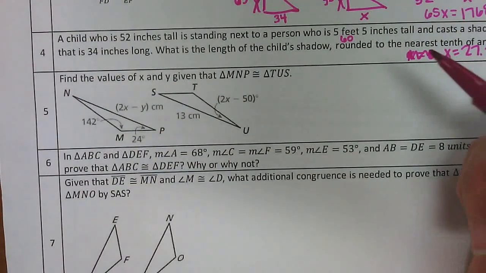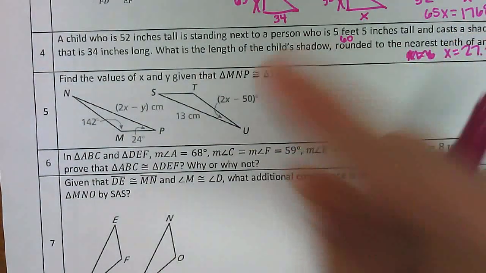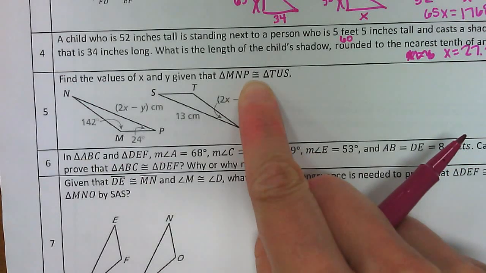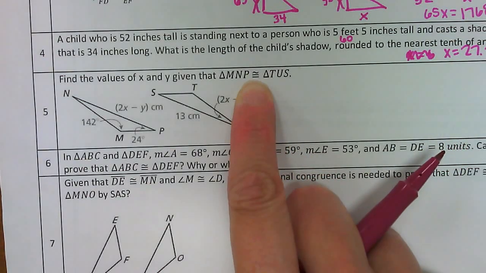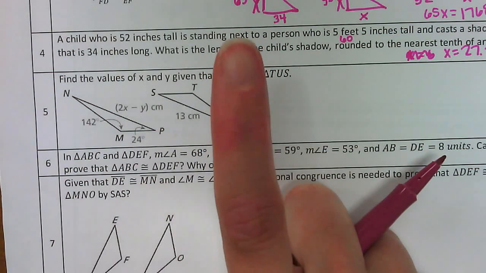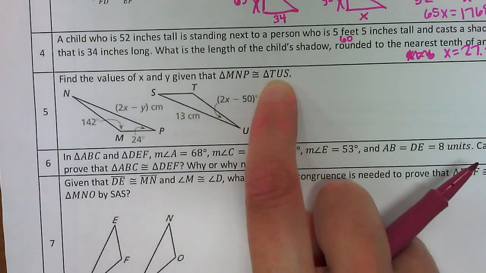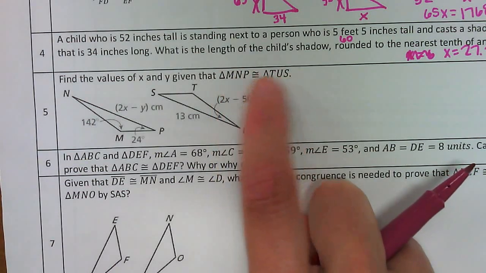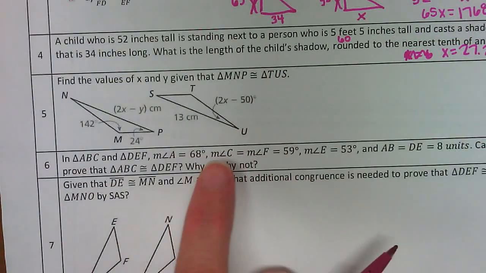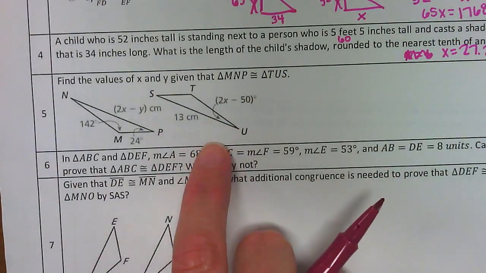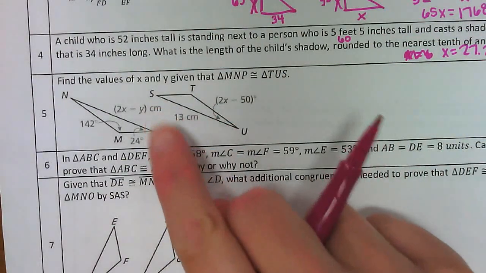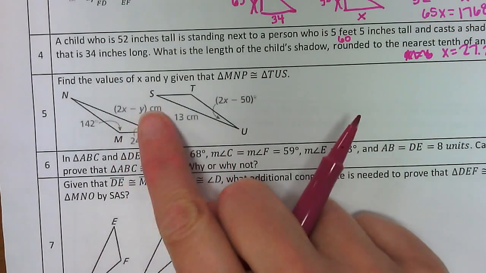All right, the next section on our review, starting with number 5, we have this symbol, which means congruent, which means exactly the same size. So this is saying that triangle MNP is exactly the same size as TUS. So that means everything that corresponds is going to be the same size. So in this picture, we're missing information for X and Y.